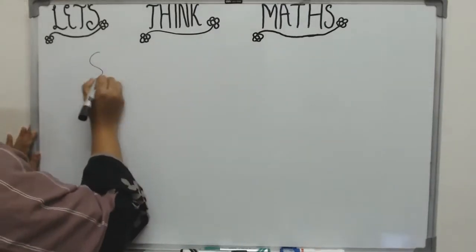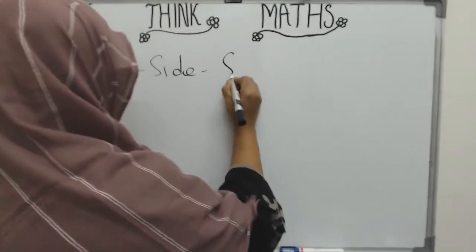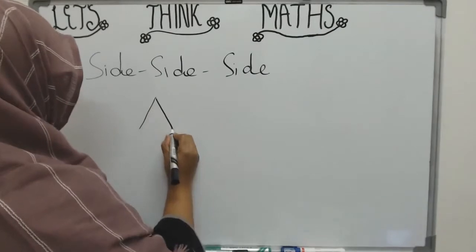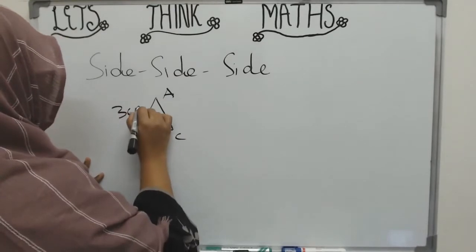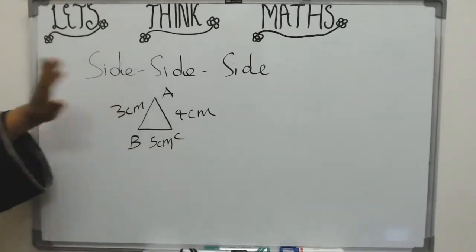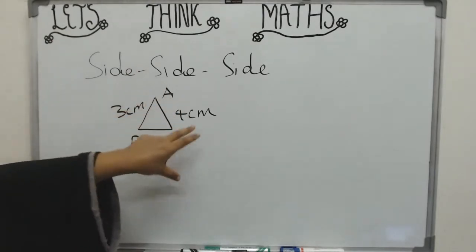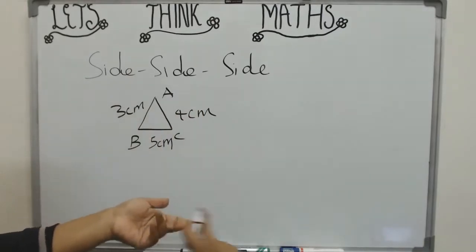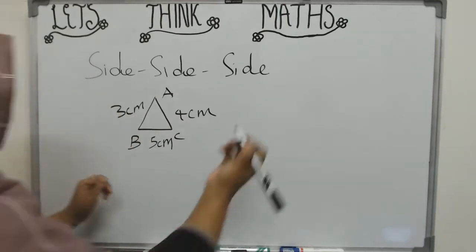The first congruence criterion is known as the side-side-side, or in other words, the SSS congruence criterion, which means if you have a triangle ABC with sides say 3 centimeter, 4 centimeter, and 5 centimeter, what this congruence criterion says is that any triangle which has the sides of the similar measure will be congruent. You don't have to worry about the angles, you don't have to worry about the vertices corresponding with each other. So let us see 2 examples.